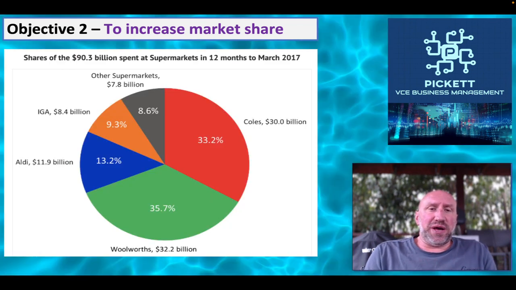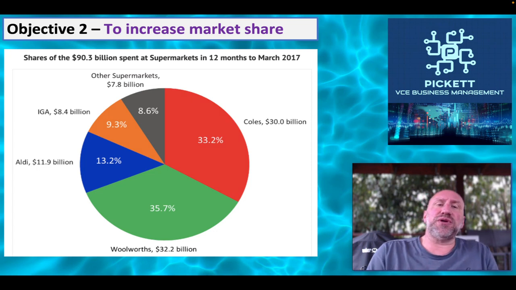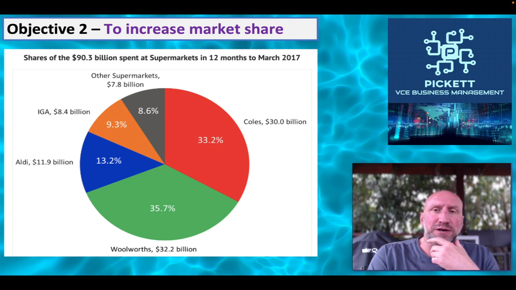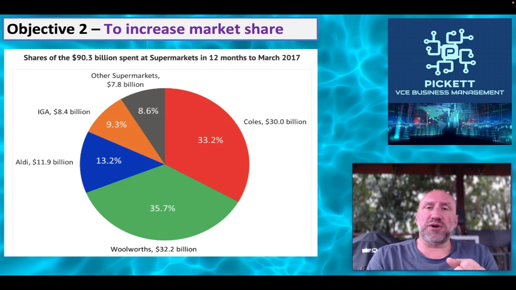This one is showing, again, a similar thing, 12 months. So again, it's just a different version of the same thing. And there you go, that's interesting, $90.3 billion. So this is 2017. So these are old figures. But shares of the $90.3 billion spent at supermarkets over a course of a year to March 2017.